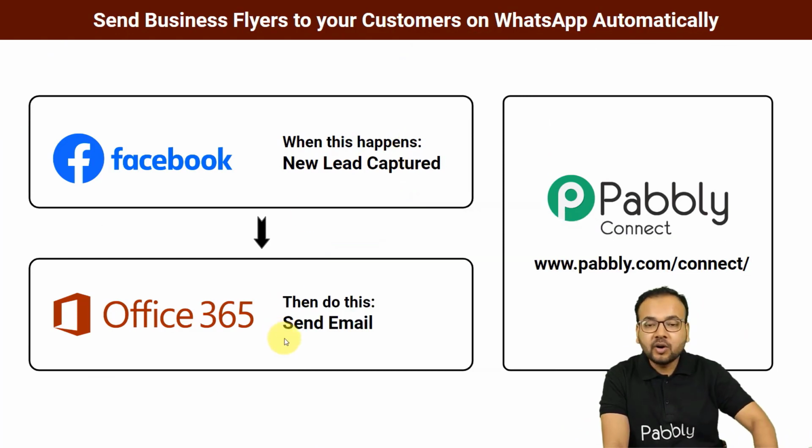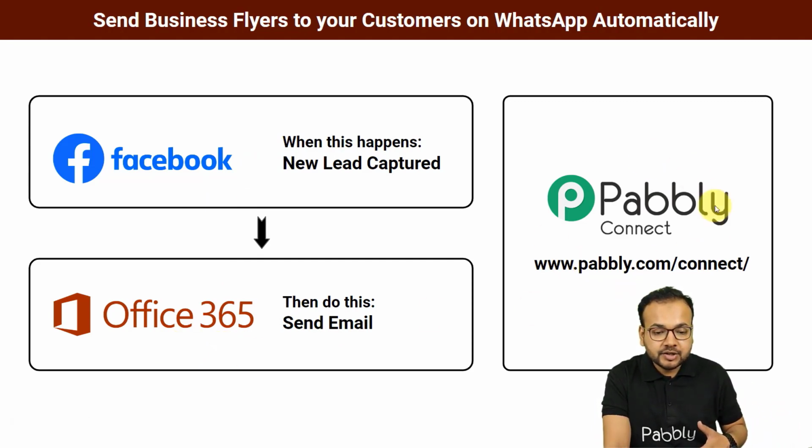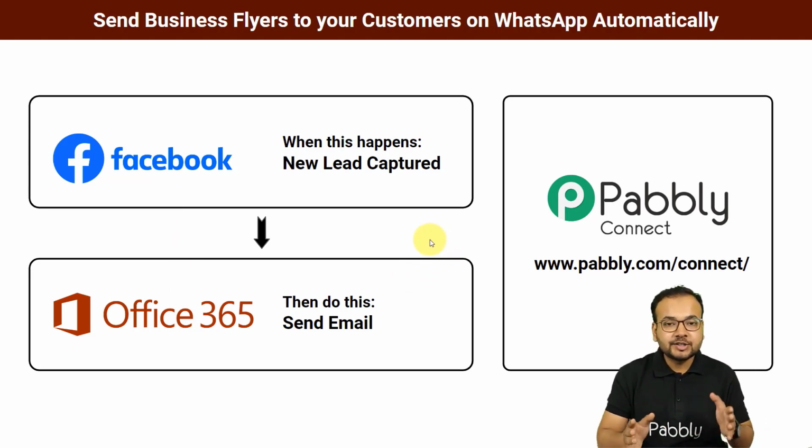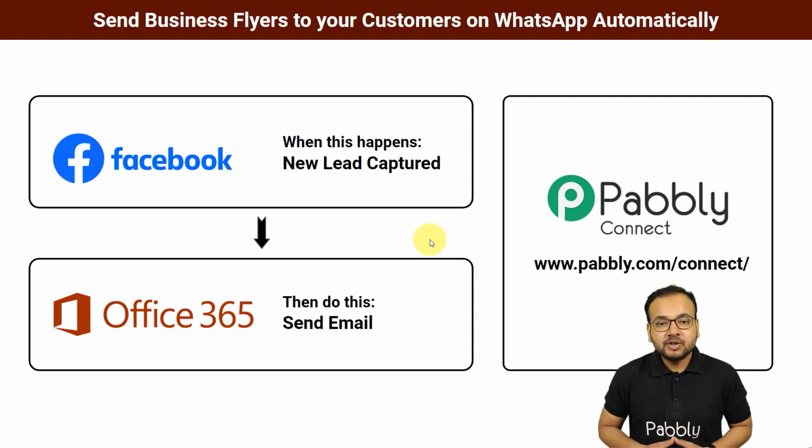So this will be the flow of this automation, guys. As and when you capture a lead from a Facebook lead ad campaign, a mail will be delivered from your Office 365 or Outlook mailbox automatically, and here we are using Pabbly Connect to make this connection between Facebook and Office 365. And the beauty of this automation is you don't require any coding skills or programming knowledge to set up this process. So guys, let me show you how you can also set up this automation.